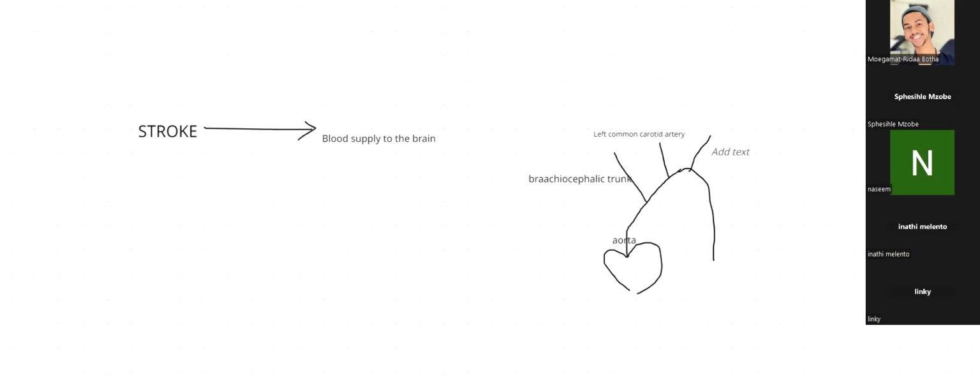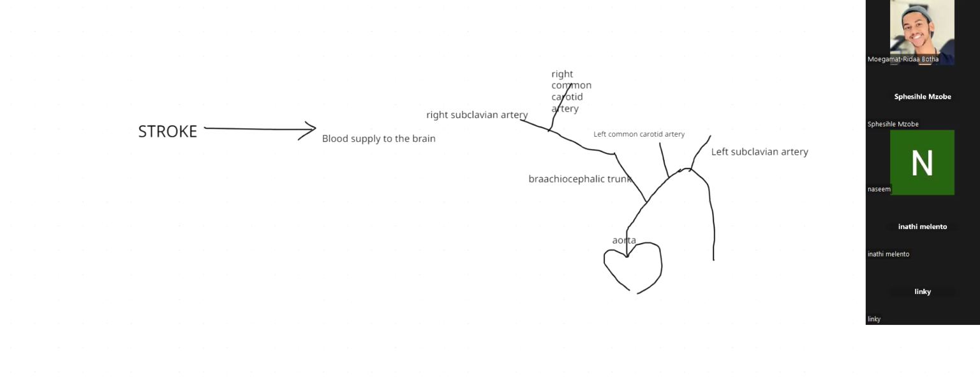Now the brachiocephalic trunk has two branches that branch from there. It's the right subclavian artery and the right common carotid artery. So from the brachiocephalic trunk, you have your right subclavian artery, as well as your right common carotid artery.